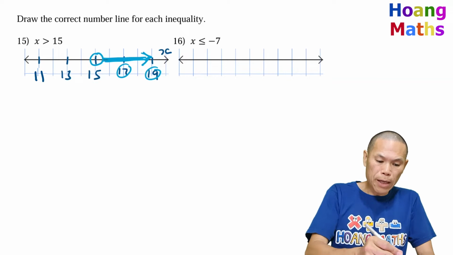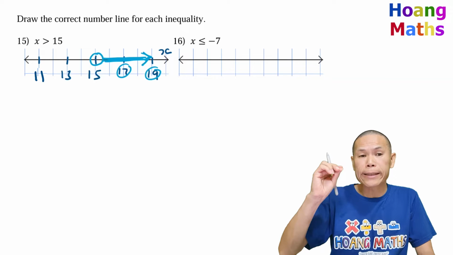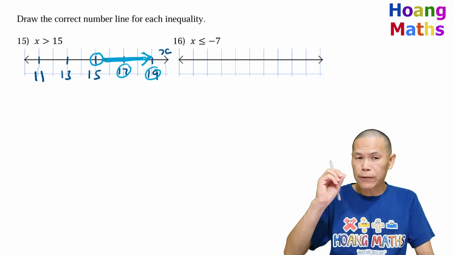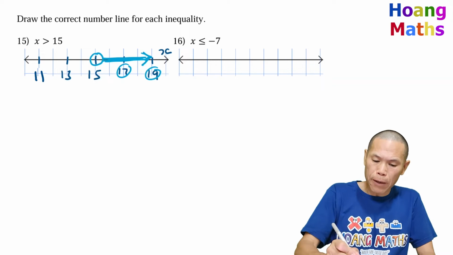Now, for number 16, x is less than or equal to negative 7. So let's start from negative 7 in the middle of the number line.